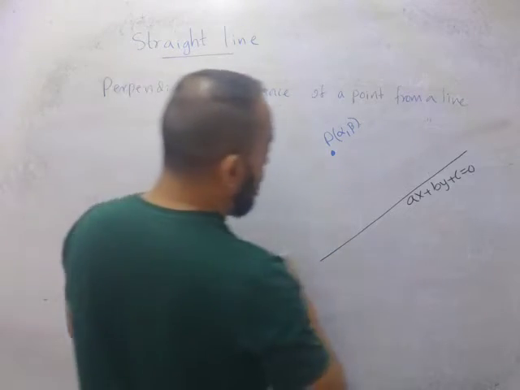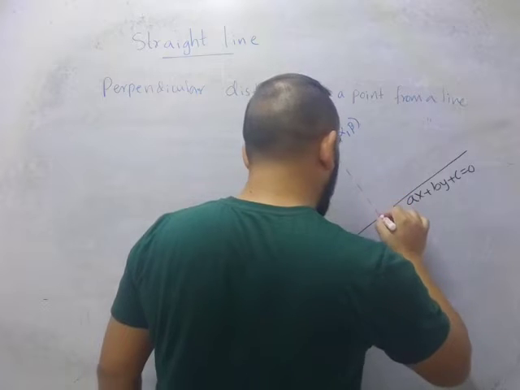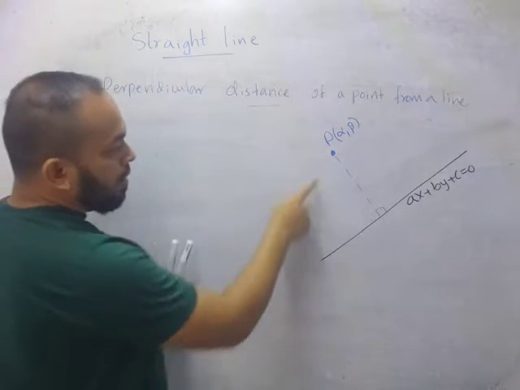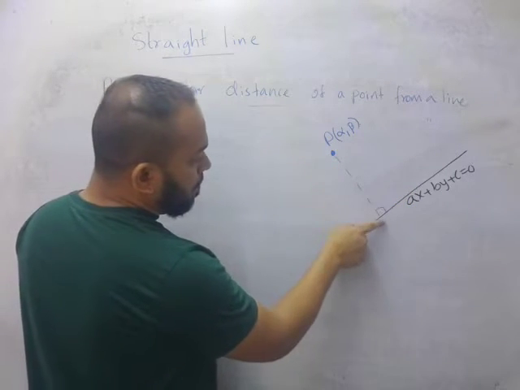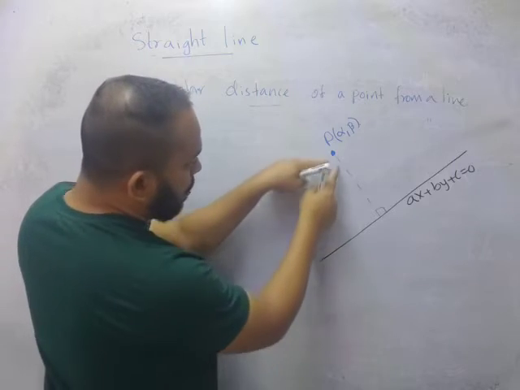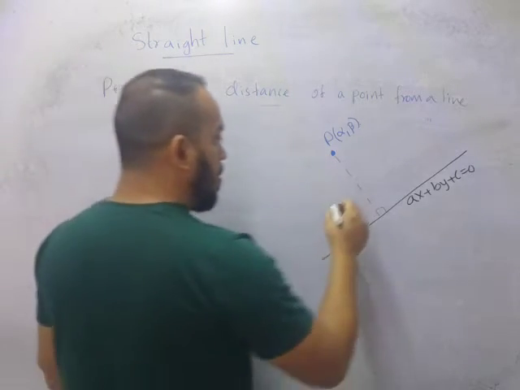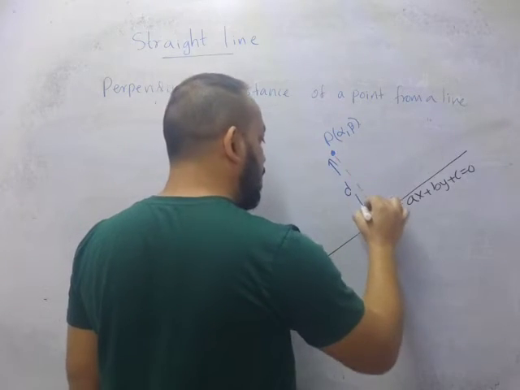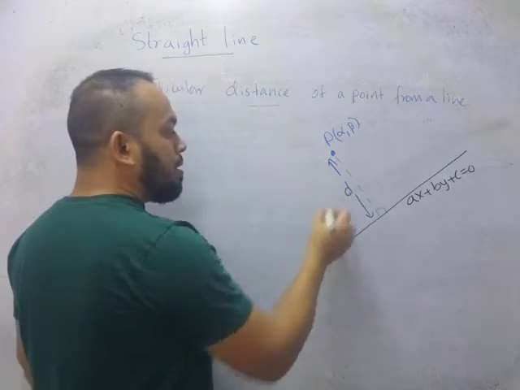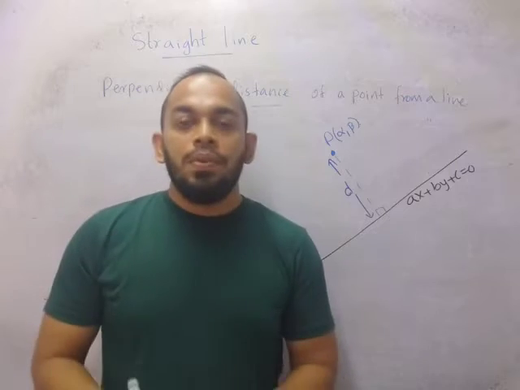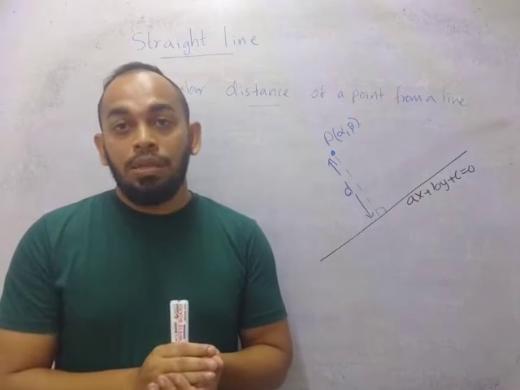We need to find the perpendicular distance. That means if you draw a perpendicular line, then you have this distance. You want this distance. It's like the shortest distance. So let me call this D. Now we need to find this length. Now in this case we are going to use parametric form.